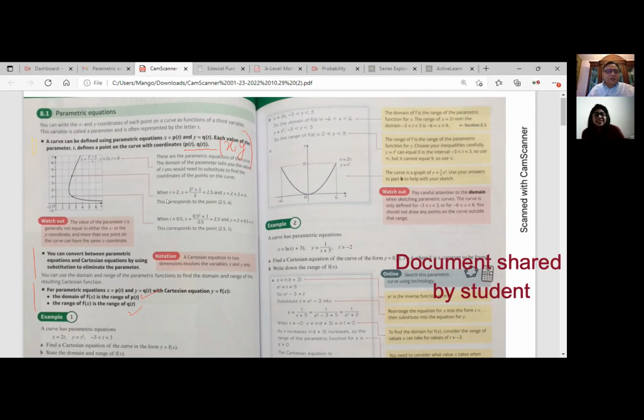So now again, please read this. It is very tricky, so please read it again. For parametric equations x equals p of t and y equals q of t, with the Cartesian equation y equals f of x, the domain of f of x is the range of p of t, which is x, and then the range of f of x is the range of q of t, which is y. Is that clear to you? Very good. Let's see the example.